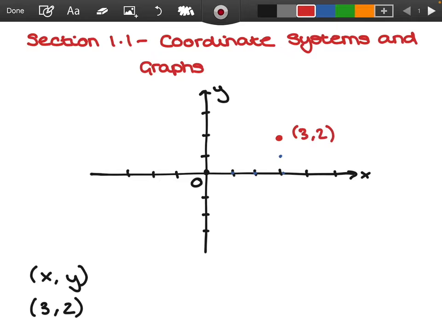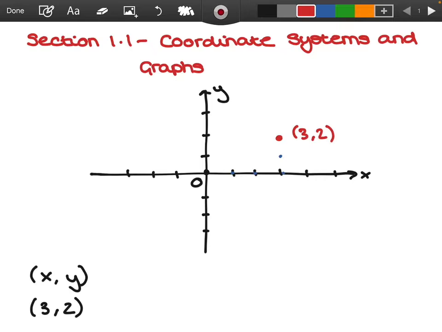The x and the y coordinates can be positive, negative, or 0. Okay? So whenever you plot these points, please keep in mind that your x coordinate is always first, your y coordinate is always second. So deal with the x coordinate first and then see whether you go up or down on the y-axis. Let's try another point.